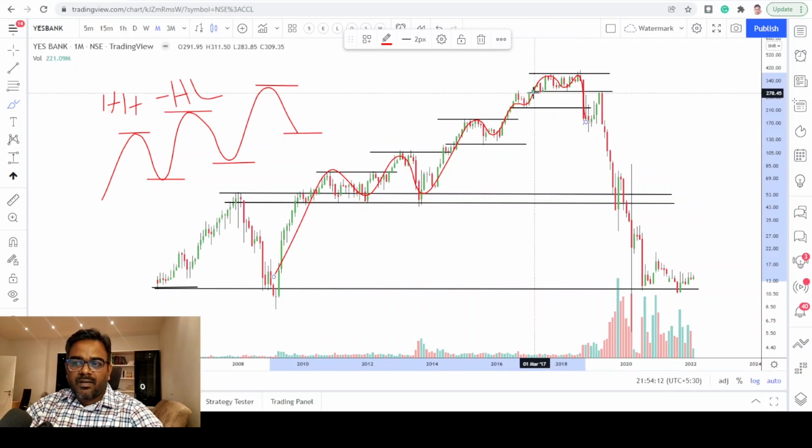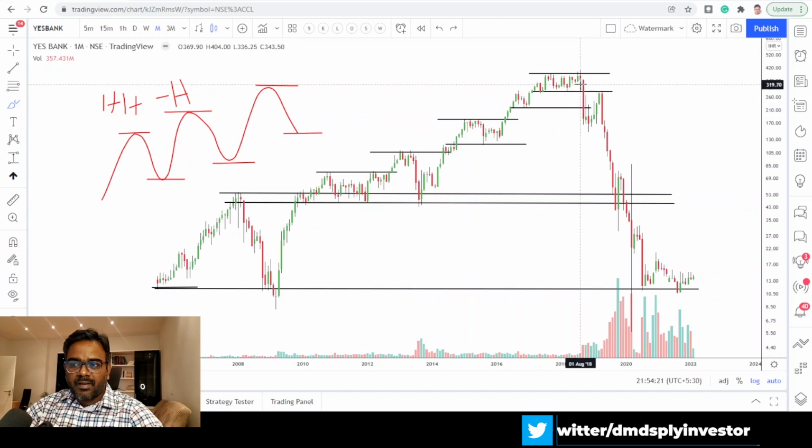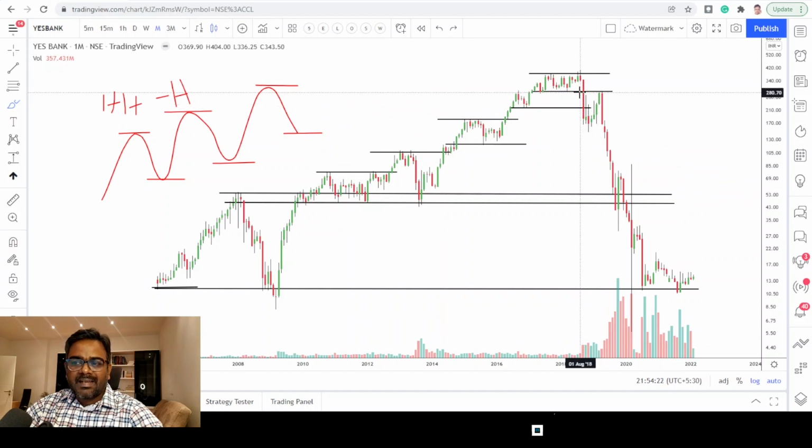So that's the point of supply. There's too much supply there, and that's why this structure breaks down. Now the stock breaks down from there. If you see, there's a big red candle, and that's the end of this long-term uptrend, right?